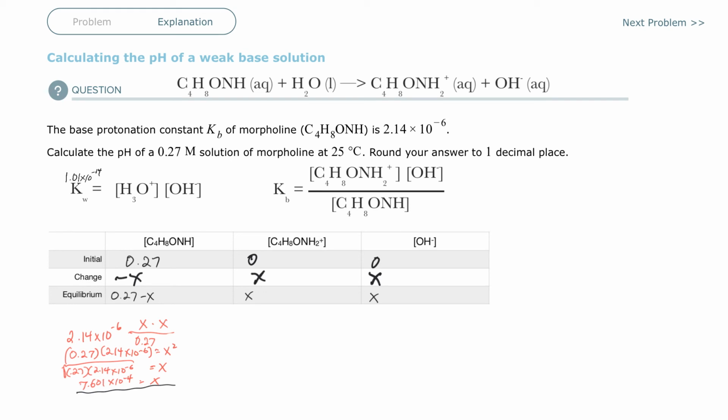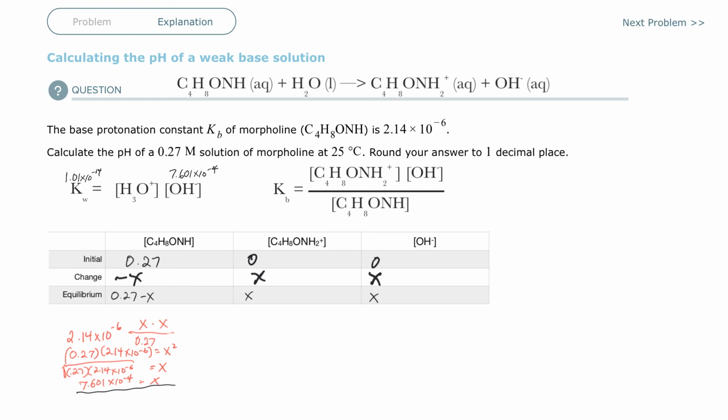That's K sub W. That's in a data table. You can look that up. It never changes. This, the hydroxide, is what we just found. This is 7.601 times 10 to the minus 4. So I'm just going to divide these two. I'm going to take 1.01 times 10 to the negative 14 divided by 7.601 times 10 to the negative 4. And you'll get the acid concentration because that's how you're going to find your pH.